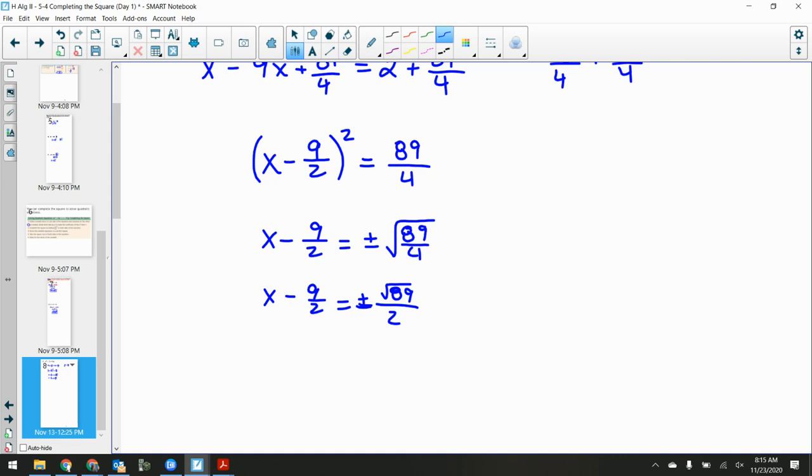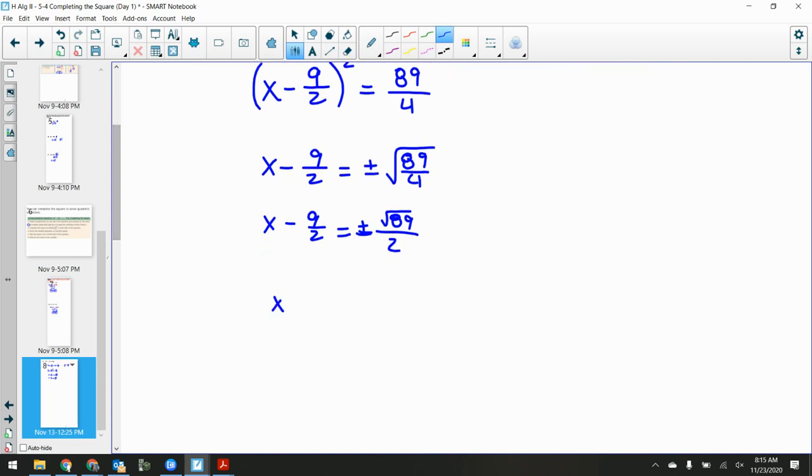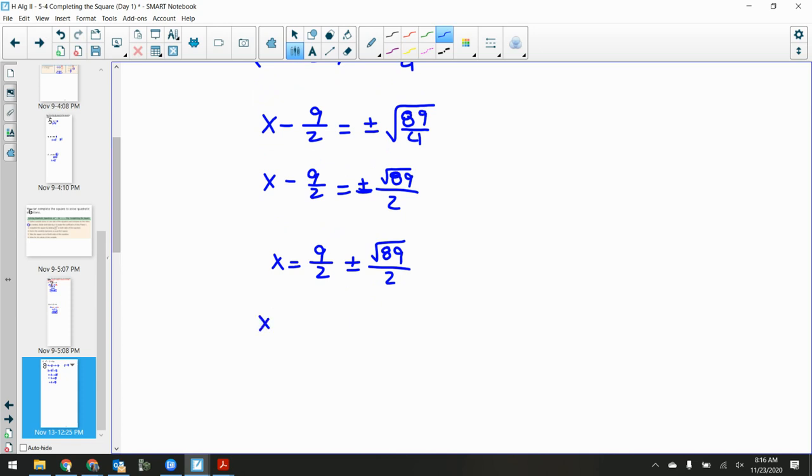And now I add the 9 halves over to the other side. I get x completely alone. So x is equal to 9 over 2 plus or minus the square root of 89 over 2. And now, because I already have common denominators, 9 plus or minus the square root of 89 all over 2. And that's my answer.